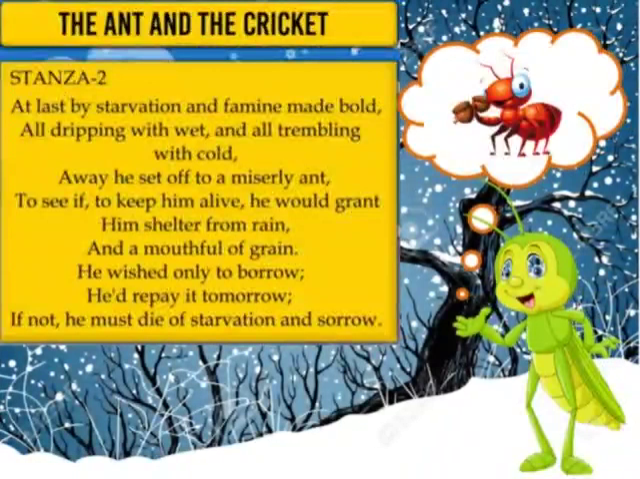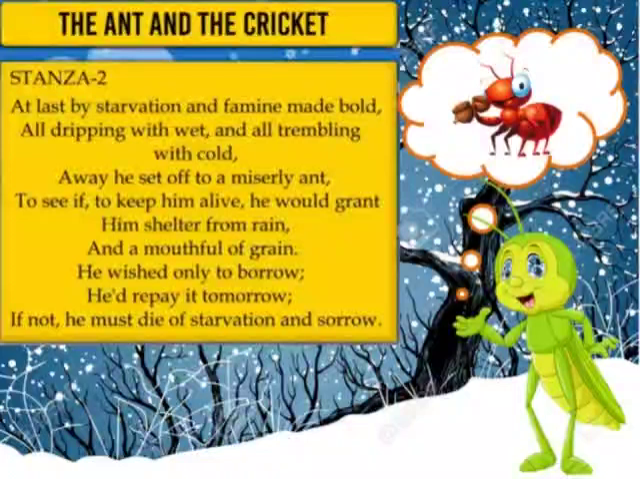Finally, out of hunger and starvation, and with everything outside seeming so wet and cold, he had nothing to be done. But at last, he thought of an idea. He decided to go to the house of a miserly ant, and wanted to know if he would lend him a mouthful of grain and shelter from rain. He promised the ant that he would repay, and he knew that if he didn't, all he could do was die of hunger and pain.